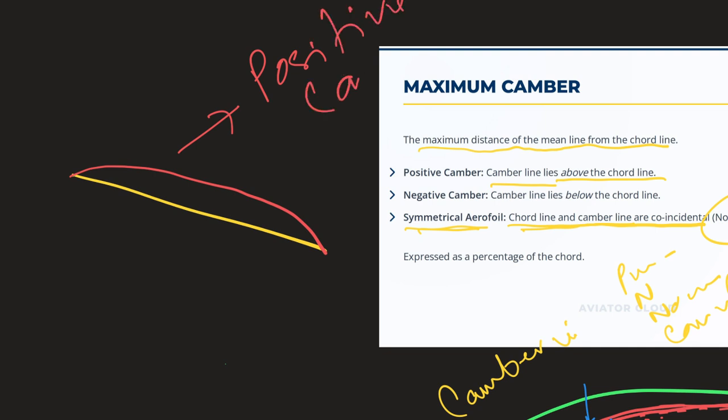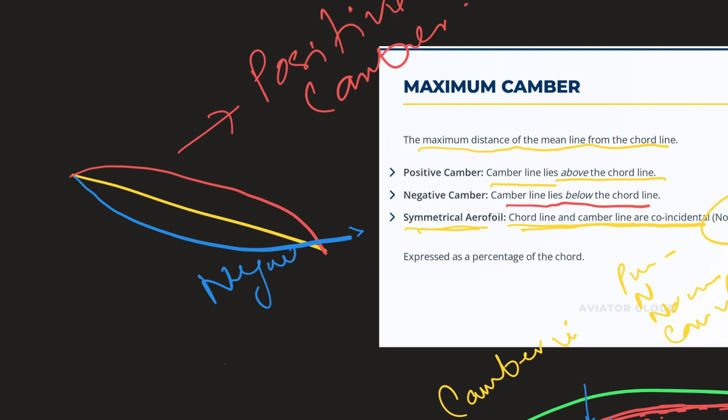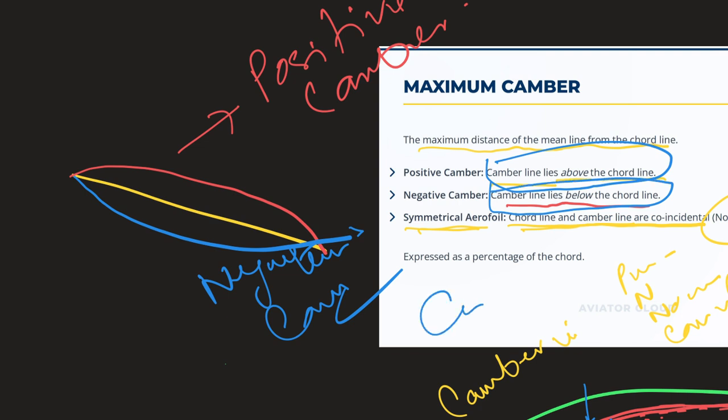Positive camber. Negative is when the camber line lies below the chord line. So if the camber line is like this, below the chord line, it is negative camber. Negative camber. So an MCQ question will come: for a negative camber, option 1, camber line lies above the chord line; option 2, camber line lies below the chord line; option 3, chord line lies above the camber line, like this.